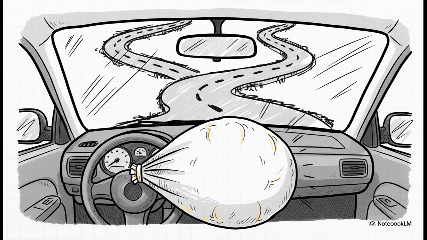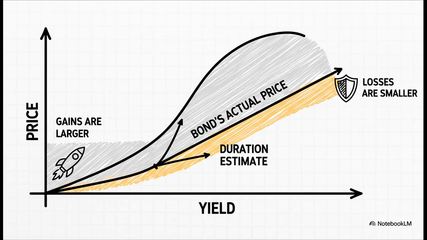Now here's the cool part. For a normal, plain vanilla bond, this curvature is an absolutely fantastic thing for you, the investor. We call it positive convexity, and you can think of it like an airbag in your car. It's a built-in safety feature that automatically deploys to protect you when things get rocky. And this is where the magic really happens. Positive convexity creates what we call an asymmetrical benefit, which is just a fancy way of saying it's a win-win for you.